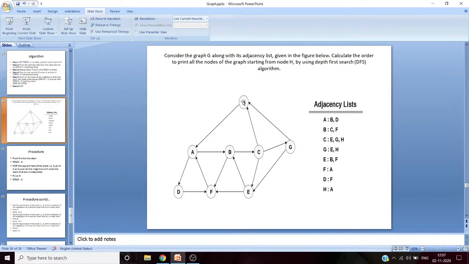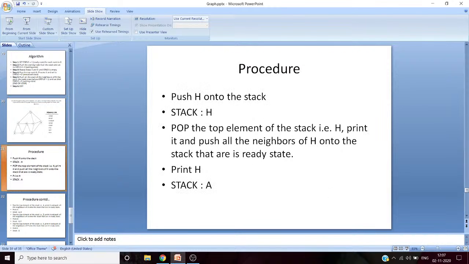Again, there is no hard and fast rule of starting. We can start with any node, let it be A, D, whatever. It can be written in the question also. So for H, we have the neighbor A. We are using a stack. So first we will push the starting node H. Just listen carefully.